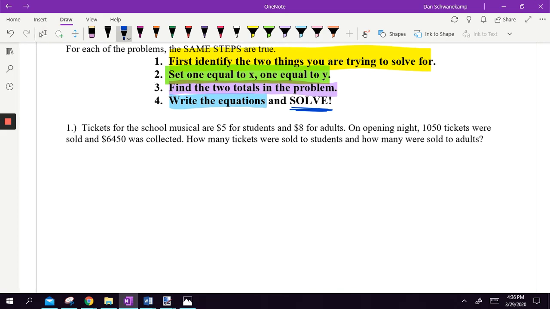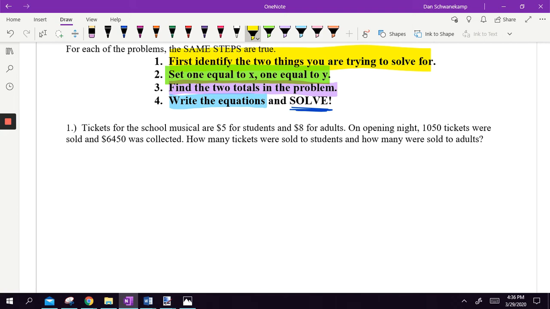All right, let's read number 1. Tickets for the school musical are $5 for students and $8 for adults. On opening night, 1,050 tickets were sold and $6,450 were collected. How many tickets were sold to students and how many tickets were sold to adults?